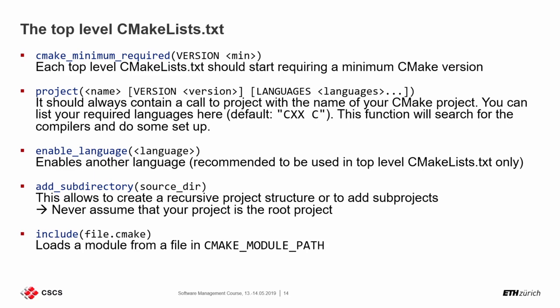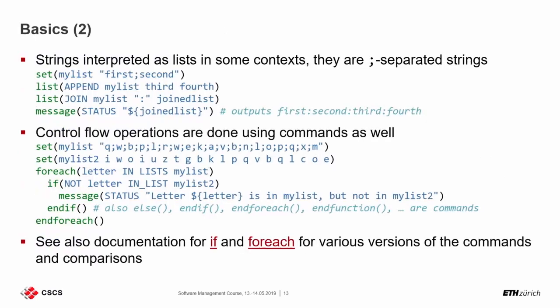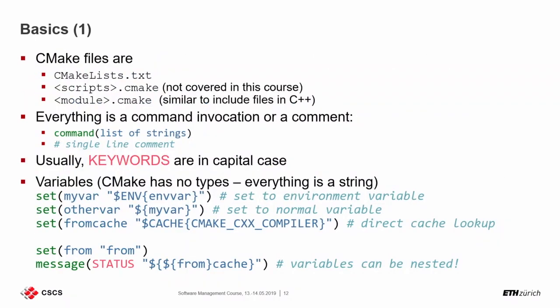And then the last thing here is you can include other files. This is a bit like in C++, including a header. And actually, I skipped over this thing here. So these include files are usually called something.cmake.